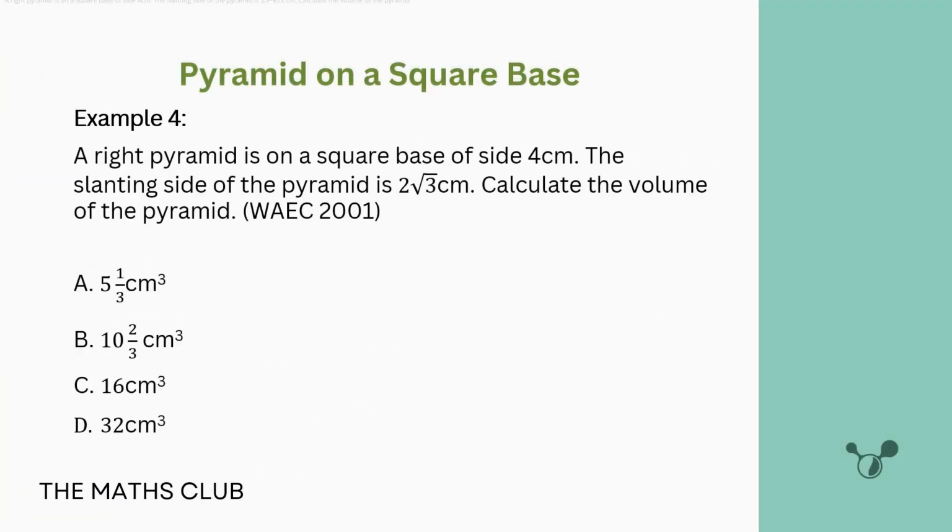Then we go to the more complex one, which says a right pyramid on a square base of side 4 centimeters. We know the sides of our square. The slanting side of the pyramid is 2√3 centimeters. Calculate the volume of the pyramid. This is from WAEC 2001. Let's solve this one together.